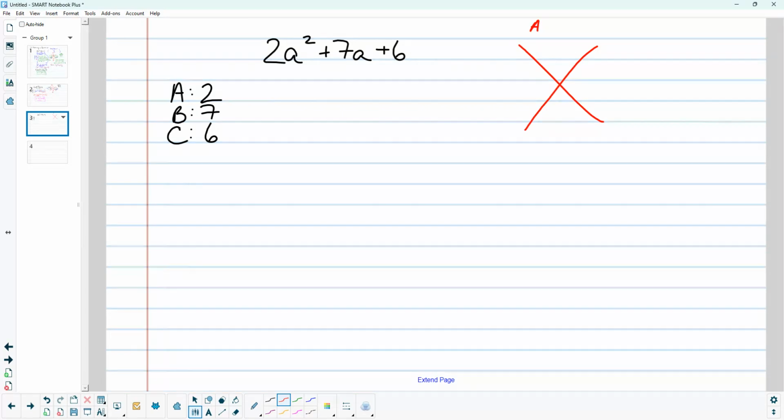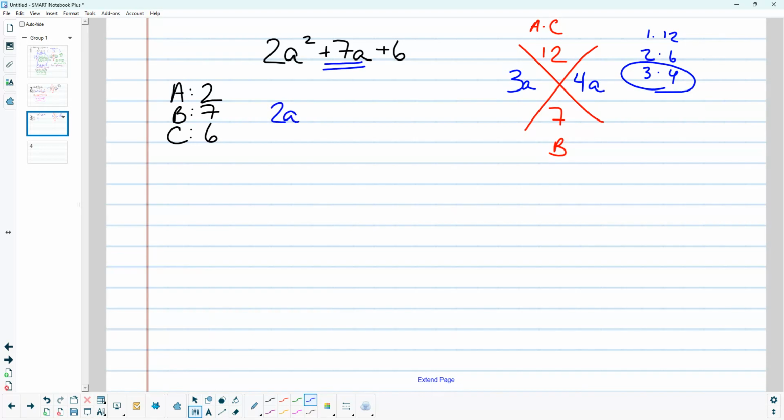A times C is 12. And B is 7. So if we make our list over here of factors that multiply to 12: 1 times 12, 2 times 6, 3 times 4, and that's all we got. The only way to get to 7 is that one. So 3, I'll put an A on there. 4, I'll throw an A on there. And those 2 are going to replace that one.